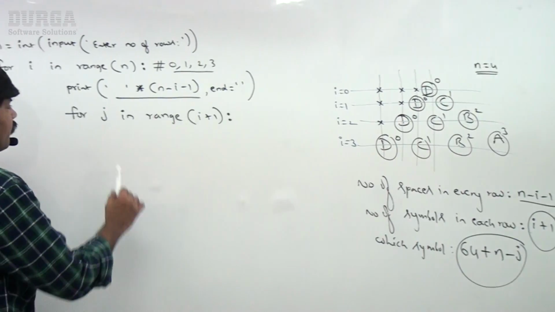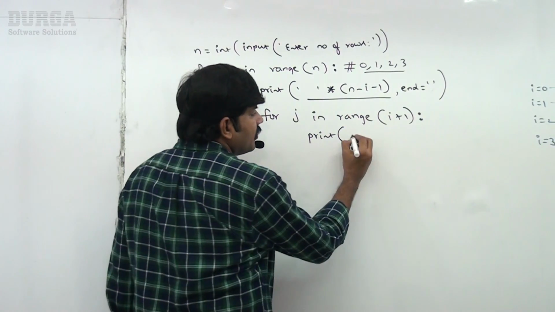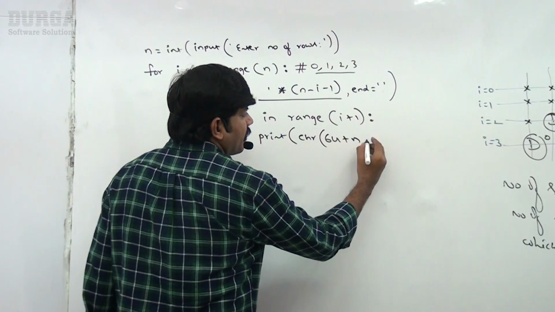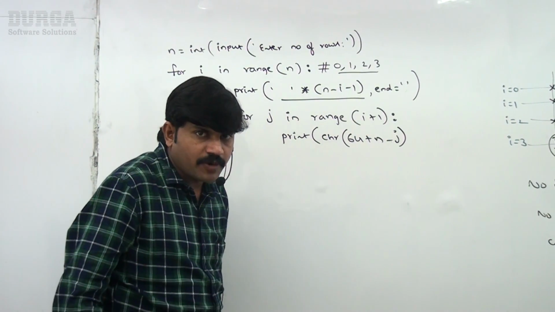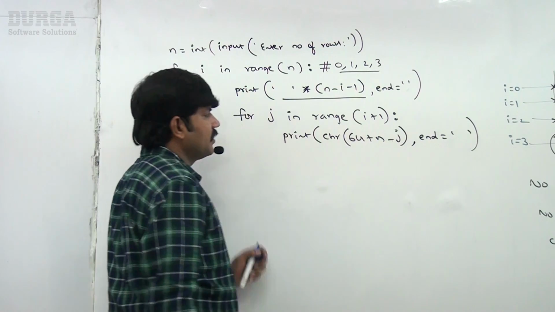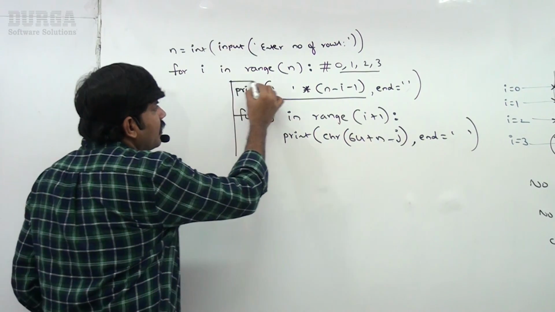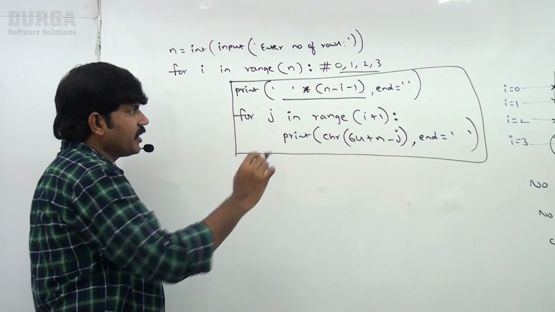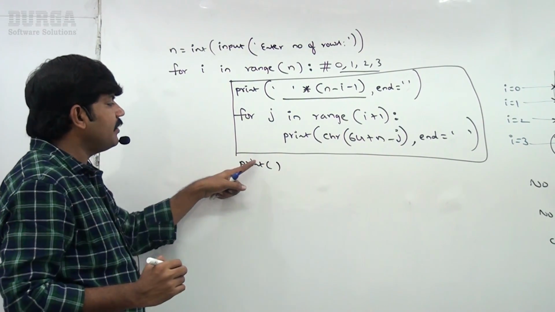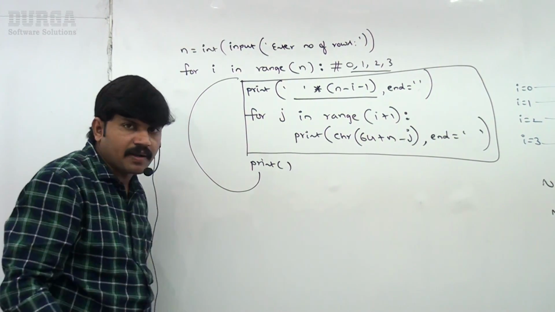Now observe, for j in range of i plus 1, which element do I have to print? chr of 64 plus n minus j. After printing the symbol, a space is required. So to print spaces, then to print symbols. After printing every row, this is the code responsible to generate one row. After that, a blank line to generate the next row in the next line. Repeat this process again, and happily we will get our required pattern.